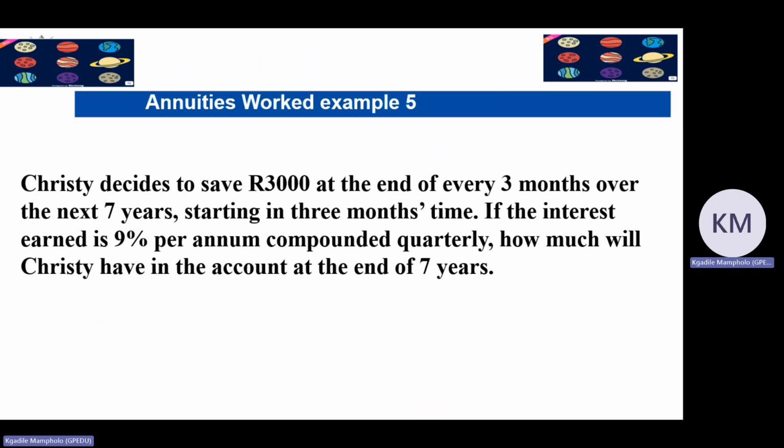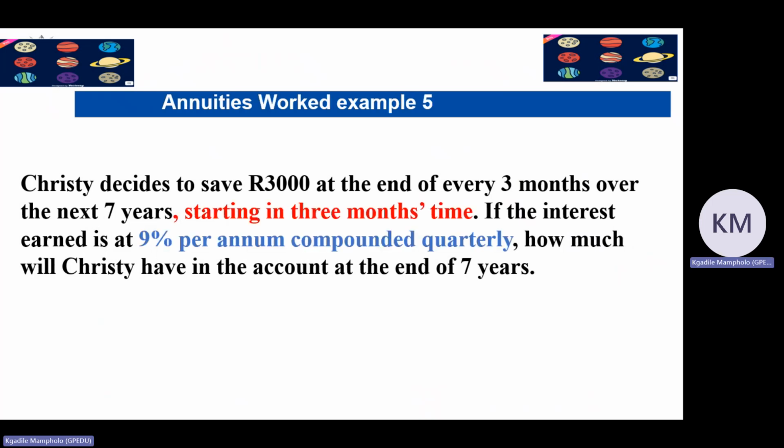He still decides to save 3,000 at the end of every 3 months over the next 4 years, starting in 3 months' time. If the interest earned is 9% per annum compounded quarterly, how much will Christy have in the account at the end of 7 years? As you always do, highlight the keywords. So it's compounding period and when Semi started.